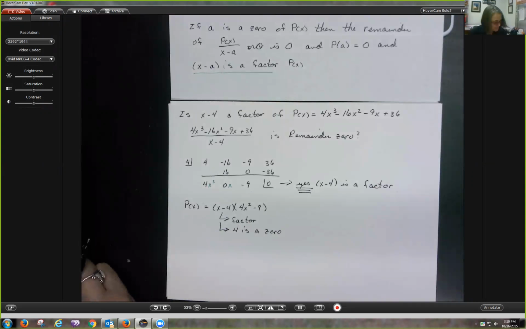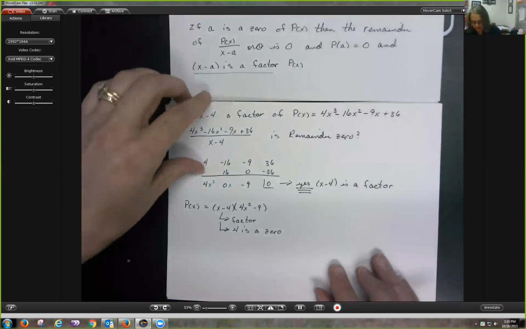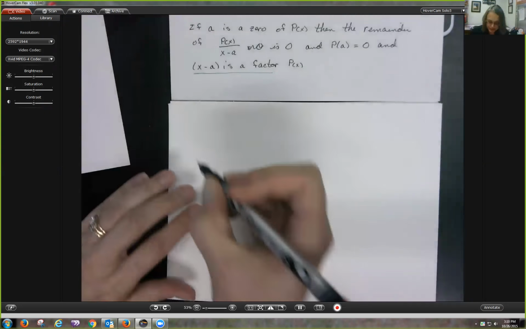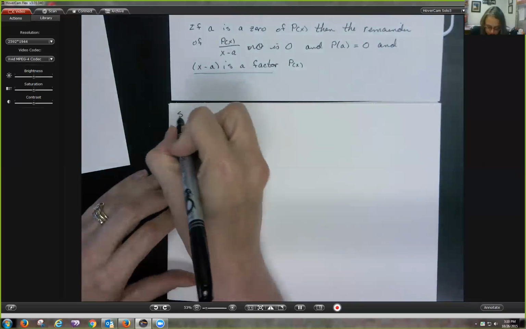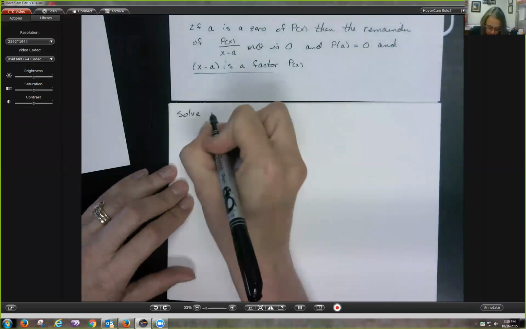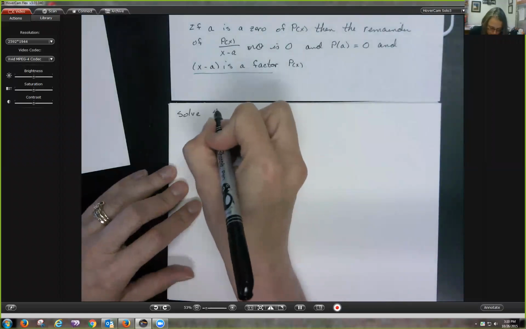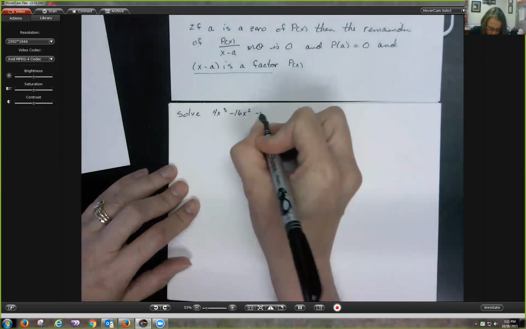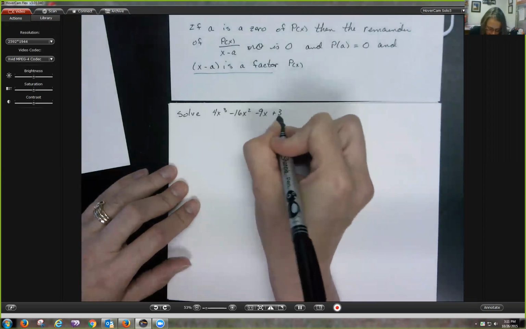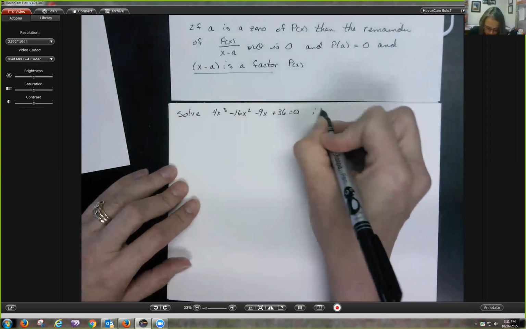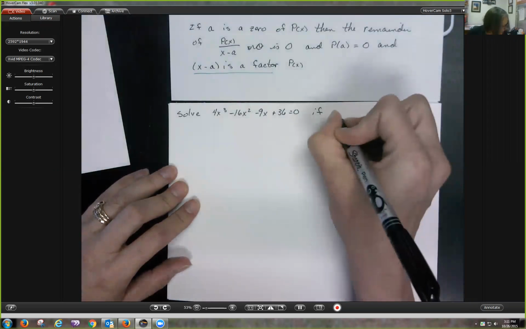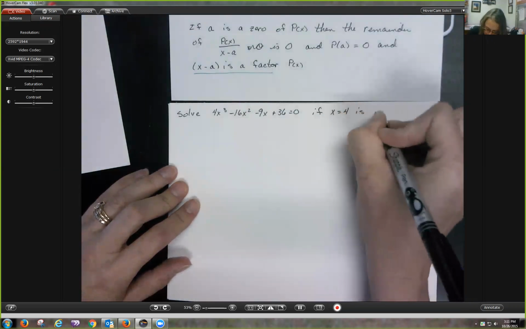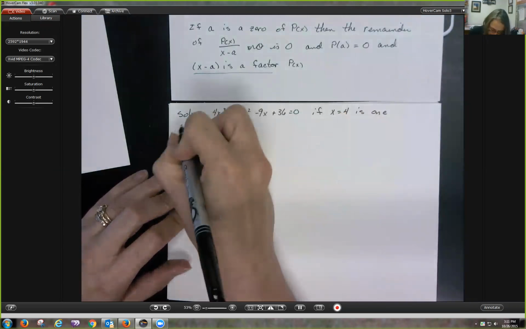So let's say I posed a slightly different question. And what I told you to do was solve the equation 4x to the third minus 16x squared minus 9x plus 36 equals 0 if x equals 4 is one solution.